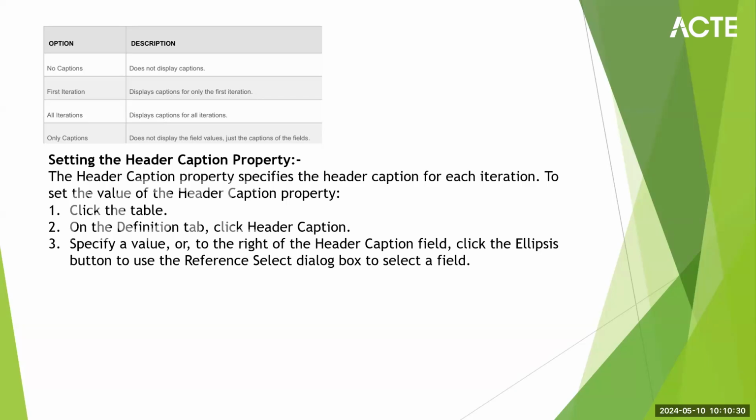So how do you display it? The header caption property specifies the header caption for each iteration. To set the value of the header caption property, click on the table, and then on the definition tab, click header caption. Specify a value to the right of the header caption field, or click on a clip or map that particular respective field which is already there in your manuscript.